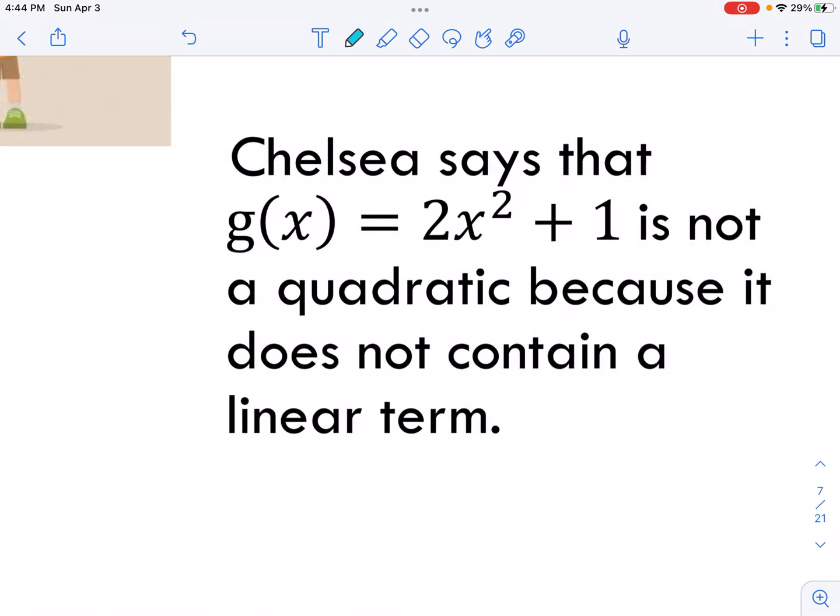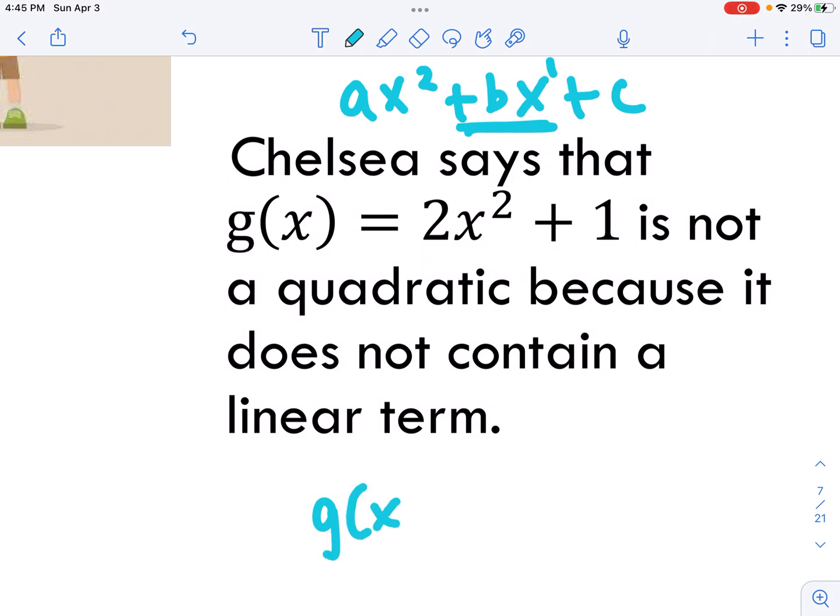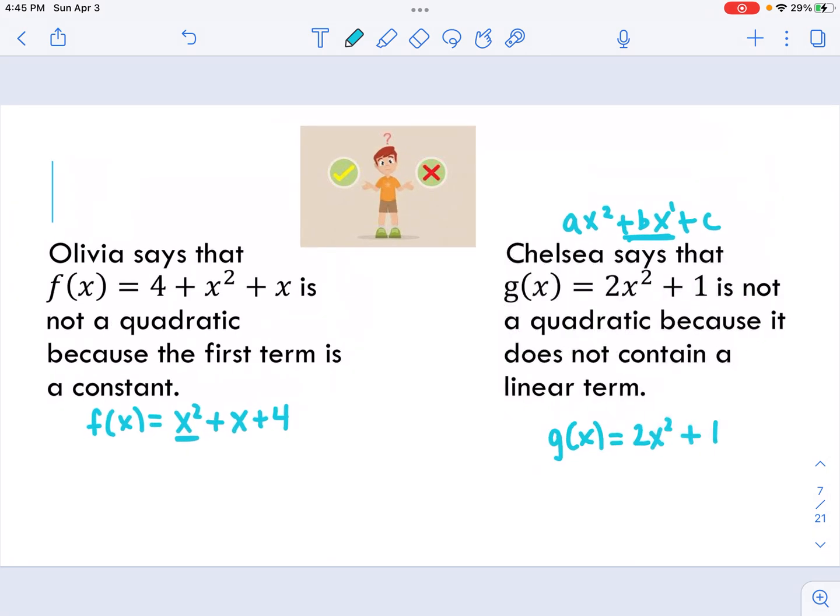Let's take a look here. Chelsea says that g of x equals 2x squared plus 1 is not a quadratic because it does not contain a linear term. Well, when we talk about our linear term here, going back to the idea of ax squared plus bx plus c, that linear term is the one that has the highest degree of 1. Does it matter that it doesn't have a linear term? No. In this case, my value of b is 0. So we have g of x is equal to 2x squared plus b of x, which is 0, cancels out, plus 1. This is okay. This is still a quadratic. My highest degree is 2.